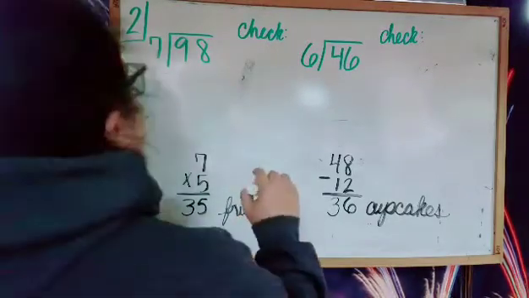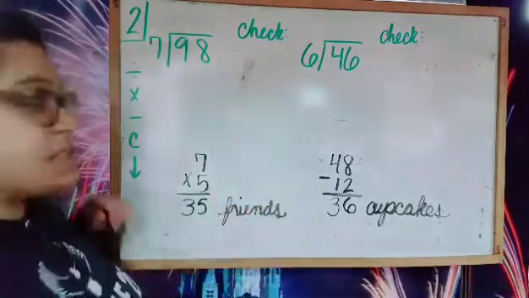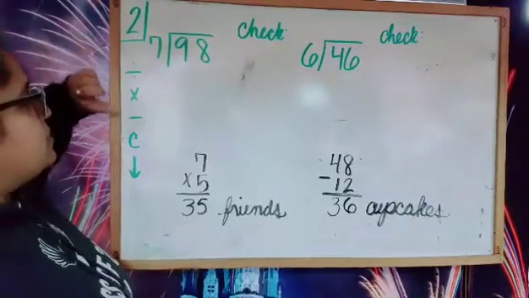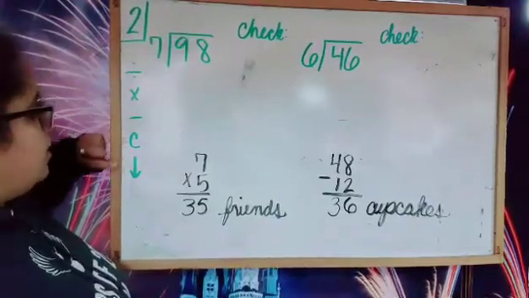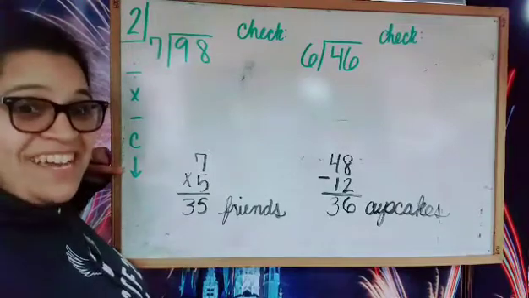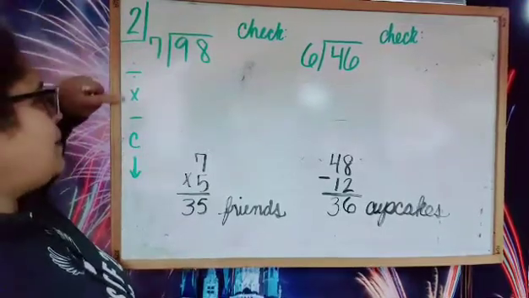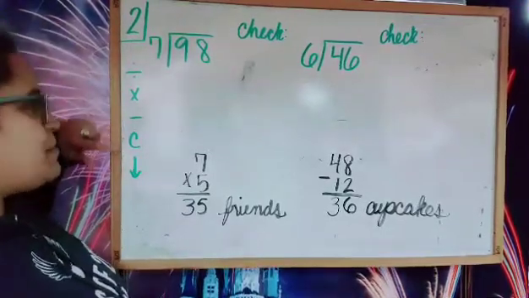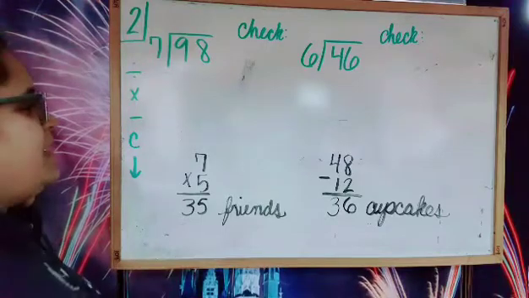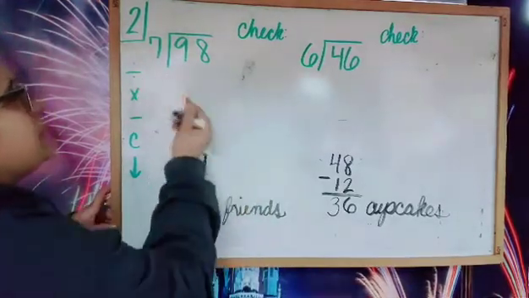All right, so let's review the steps to division first. Divide, multiply, subtract, compare, bring down. One more time, let me hear you nice and loud. Divide, multiply, subtract, compare, bring down. Very good.